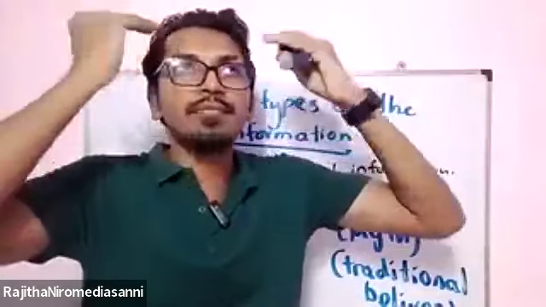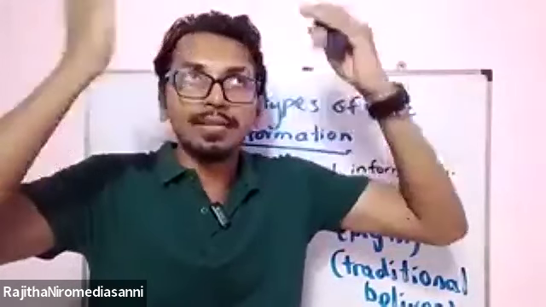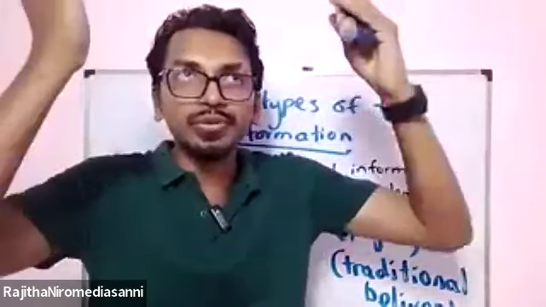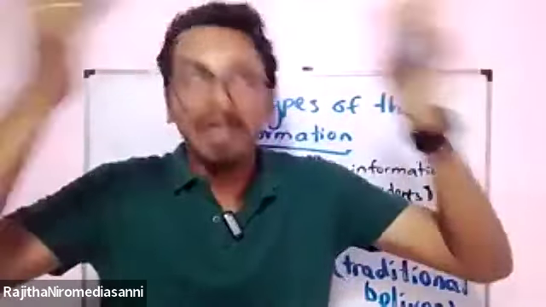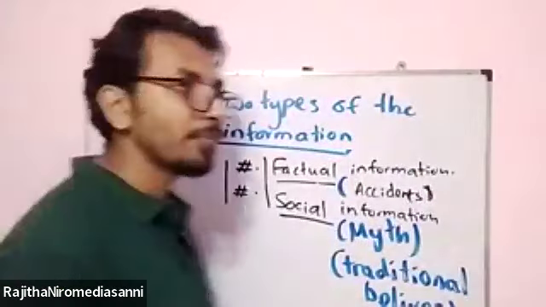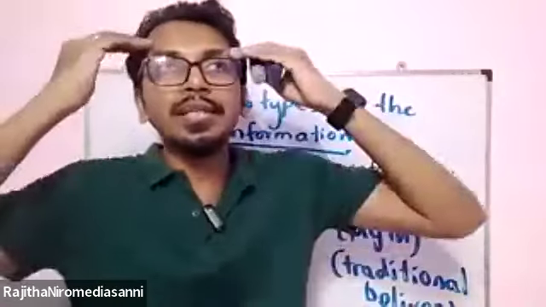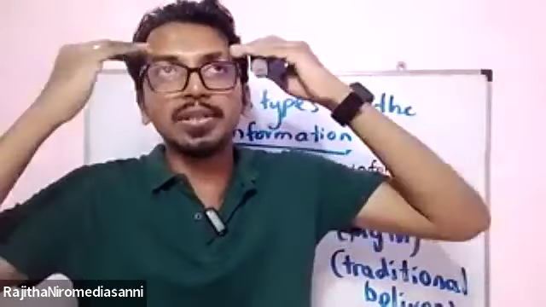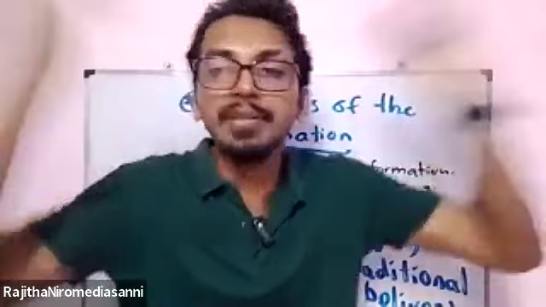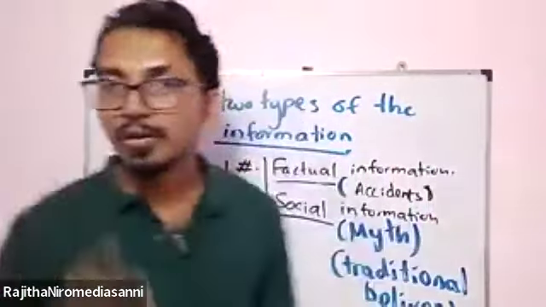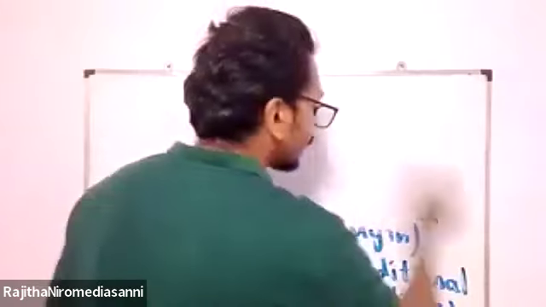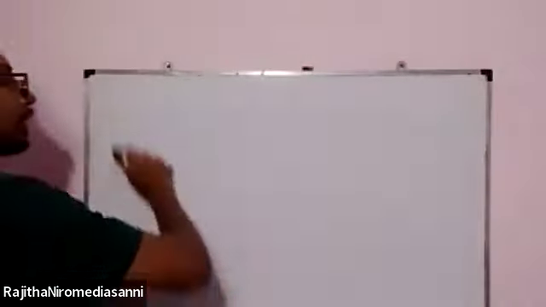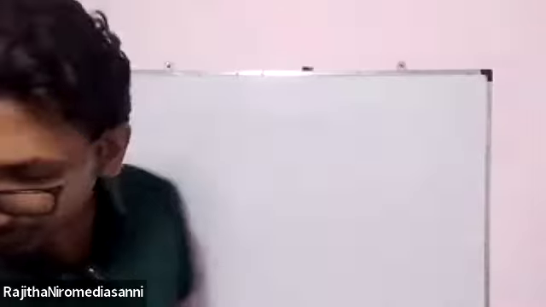Factual information: we know simple facts and develop an idea like that, but it's not the actual truth, only a factual truth. Social information is the same. Society-based things, rites and rituals are there, but it's not the truth. We have to understand it as some kind of myth. That is social information. So the first point is done: factual and social, myths and traditional. Now the second point.